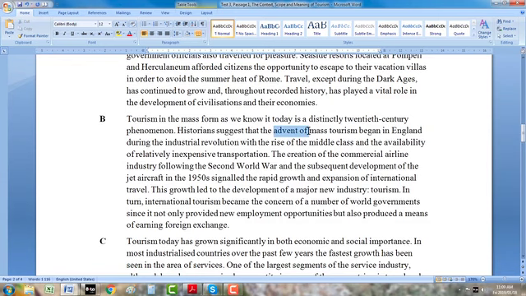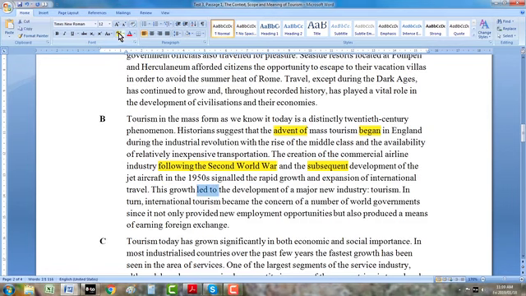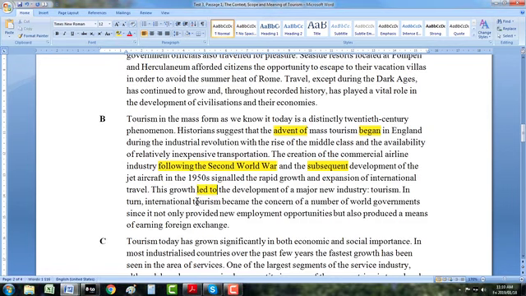The advent means the beginning, began. It's the beginning of the process. Following the Second World War, as we're moving on in time. Subsequent, after that. Then we had rapid growth and expansion. This growth led to is more process. In turn, more process language. So as you can see, this is a process paragraph describing how mass tourism developed.